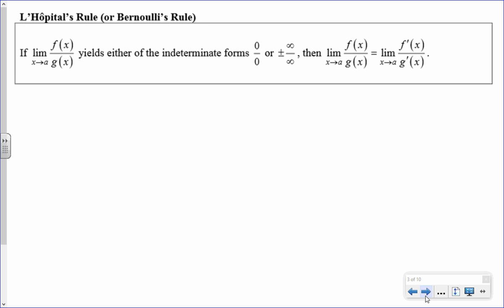Okay, this is what you talked about last year in Calculus AB. If we're taking a limit or the value of a fraction, and you get an indeterminate form like 0 over 0 or infinity over infinity, then we can take the derivative of the numerator and the derivative of the denominator and then evaluate the limit, as long as it's not indeterminate.